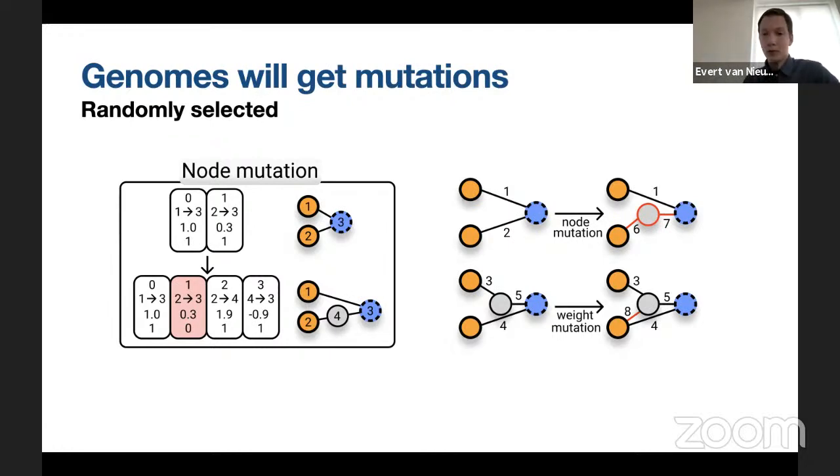We can also remove nodes, by the way. And then there's weight mutations, which can turn on or off weights like here, but they can also literally randomly change the weight of an existing connection, right, with some magnitude.